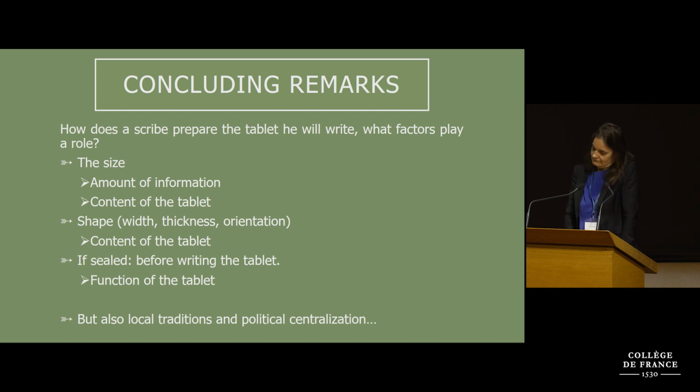So, going back to the beginning, how does a scribe prepare the tablet he will write? What are the factors? When we look at the size, of course, the amount of information is very relevant, but also the content, the type of tablet he will be writing, plays a role when he is shaping and sizing his tablets. The shape is related to the content of the tablet or to the tradition of the town, of course, to what one is used to.